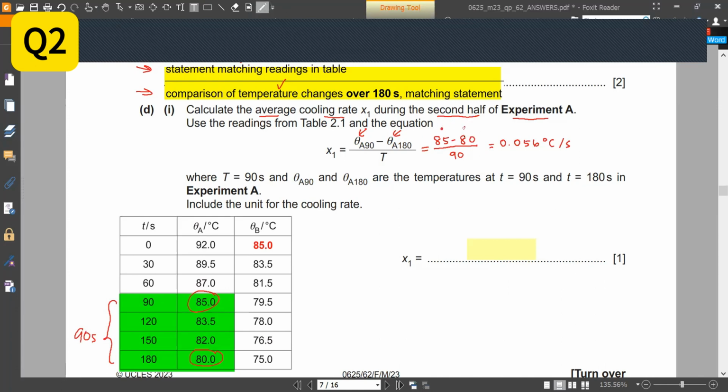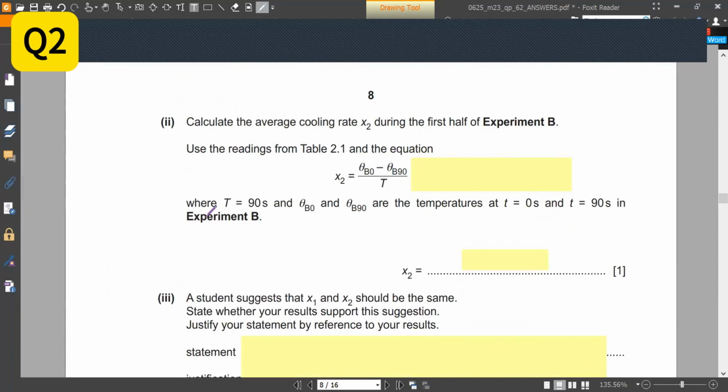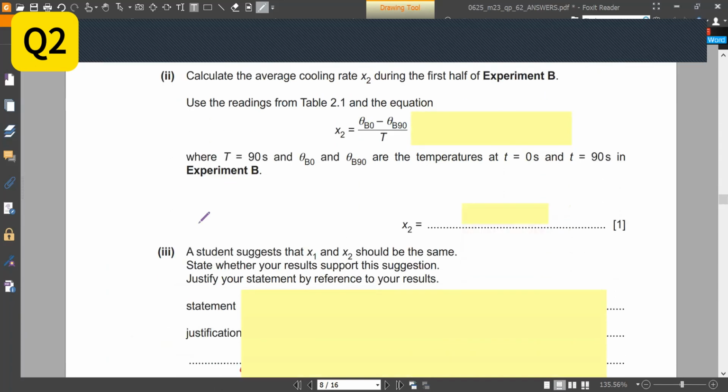So 85 minus 80 divided by 90. That gives us a cooling rate of 0.056 degrees Celsius per second. Okay, so we need to be careful. Instead of using the first number, we need to read the question carefully and use the data that it is asking for. So second question, also pay close attention.